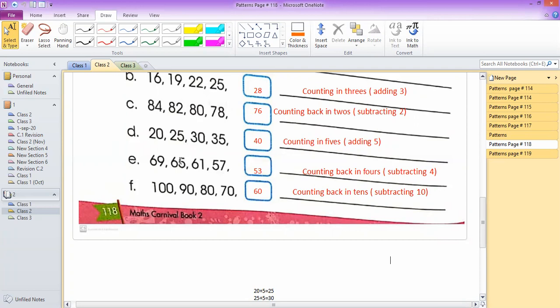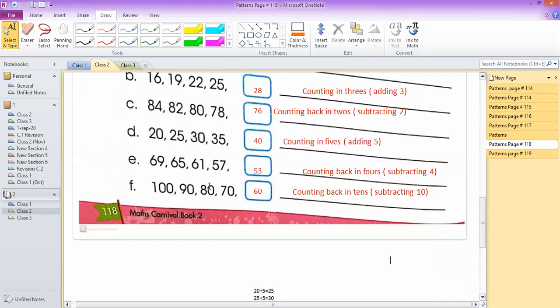Now we have to find how much we are going back. If we go one time back, it will become 68. Two times back, 67. Three times back, 66. So we are going four times back because when we go four times back, we reach 65. From 65, four times back, 61, 57. Same we applied on 57. When we count four times back, we get 53. So the pattern was counting back in fours or subtracting four.